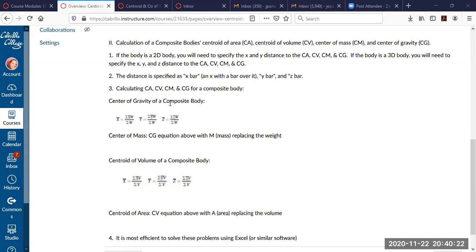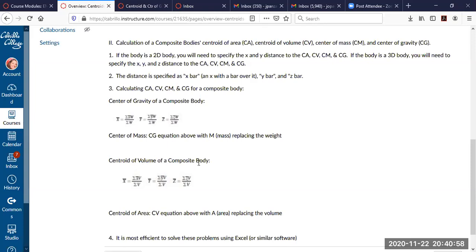So the center of gravity of a composite body for X bar would be the sum of the X bar times the weight for each individual body, divided by the sum of the weight of all the bodies. For Y bar, the sum of the Y bar times the weight for each of the individual bodies summed up, divided by the total weight, and then it's the same for Z. So if we're actually trying to calculate center of mass instead of center of gravity, then we would use the mass here instead of the weight in the equation.